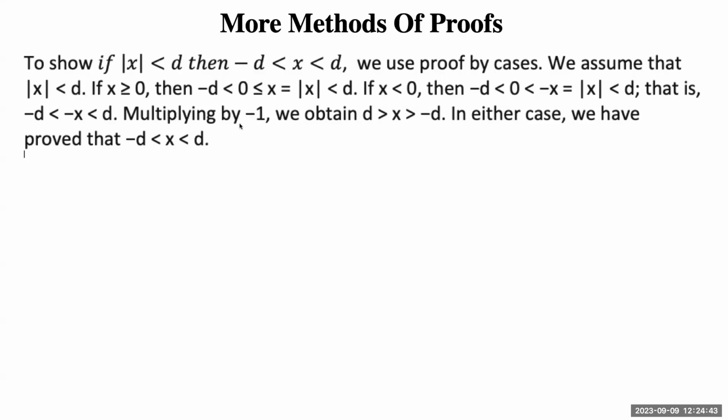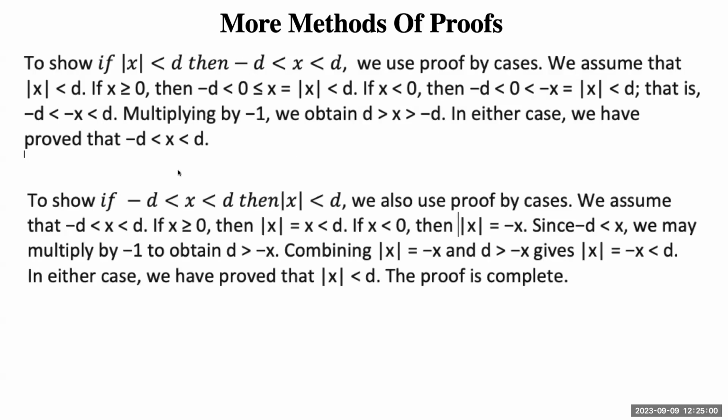So multiplying by -1, we obtain d is greater than x greater than negative d, and then remember, you can just reverse that around, and now x is greater than negative d and less than d. So this proves that if absolute x is less than d, then x falls in there. Okay. Now you got to show the other way around. You got to show that if you know x is greater than negative d and less than d, then absolute x has to be less than d. Okay. We'll assume that x is greater than negative d and less than d.